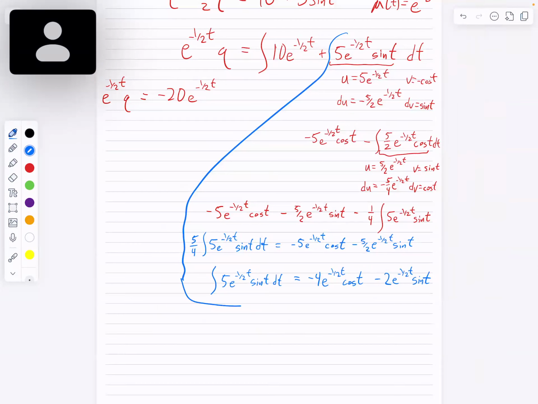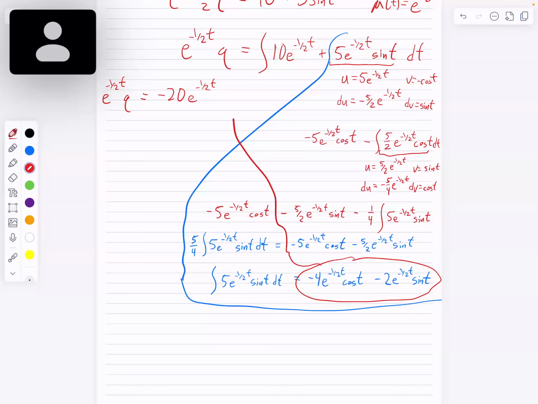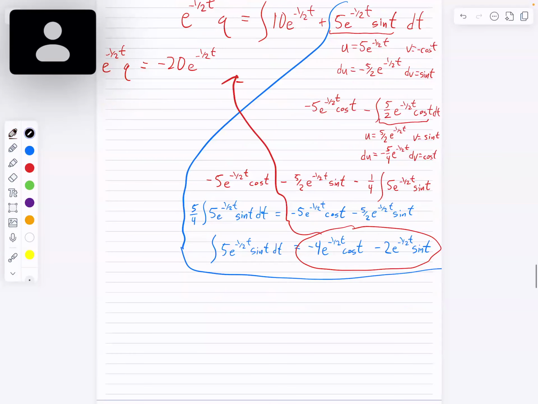So that's just the aside. Now I need to plug this here. And so you get that Q is equal to, and everything has an e to the -1/2 t, and then there's a plus c too. There's a plus c over here too. Everything has an e to the minus 1/2 t, so I just multiply everything by e to the half t, and I get negative 20 minus 4 cos t minus 2 sine t plus c e to the 1/2 t.